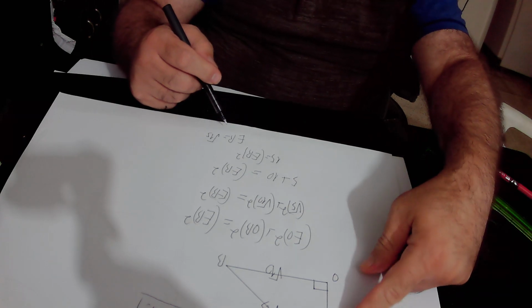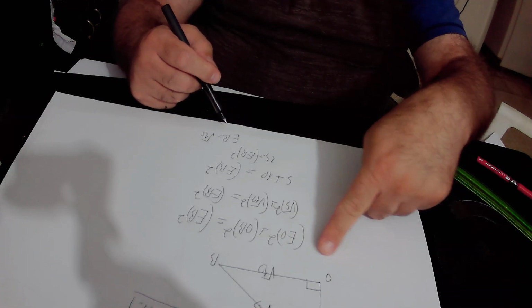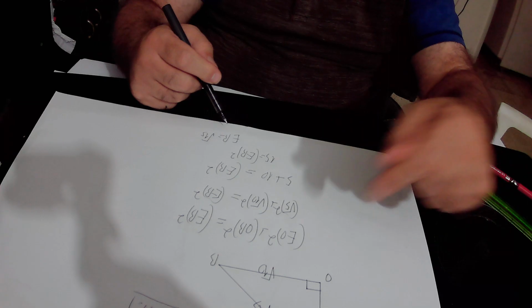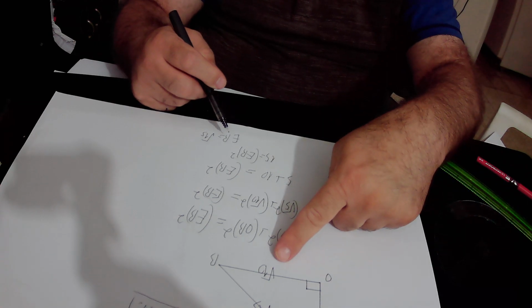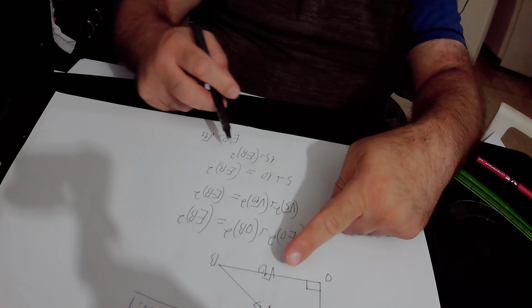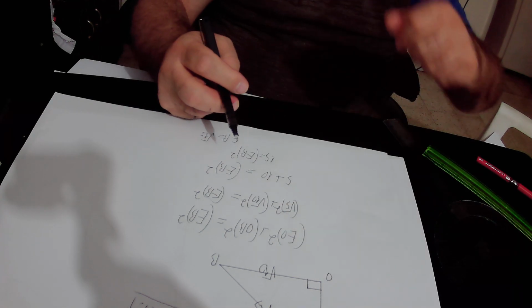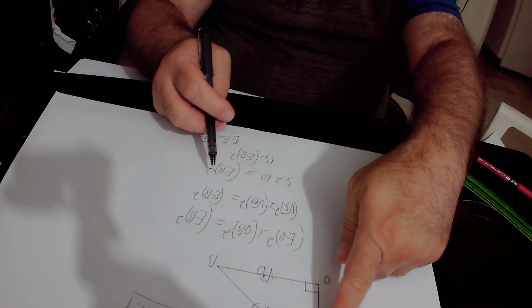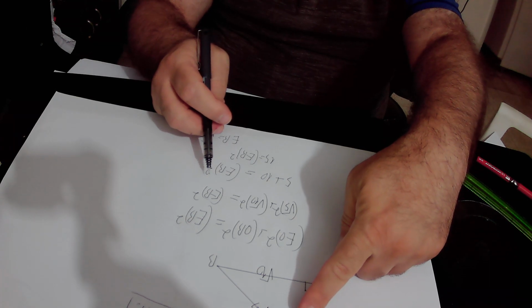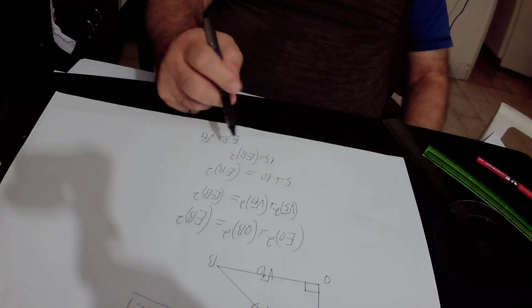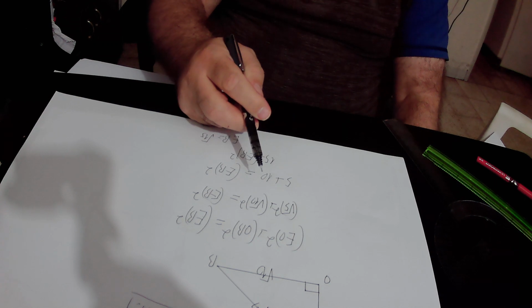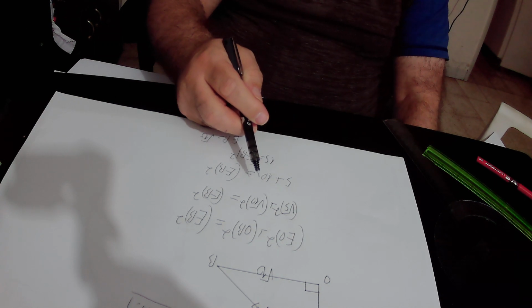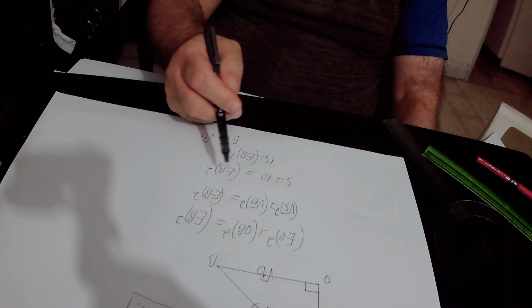EO equals square root of 5 units. OB, it is the radius of the semicircle that is equal to square root of 10. Therefore, square root of 5 squared plus square root of 10 squared equals EB square, the square of the hypotenuse, that is the missing side.